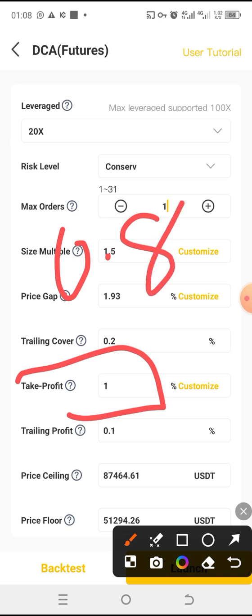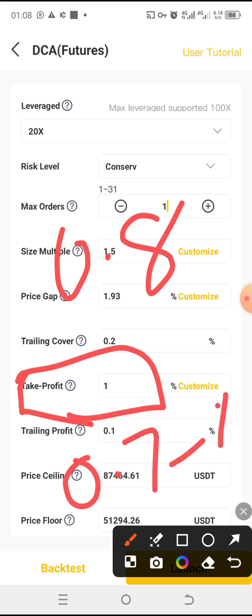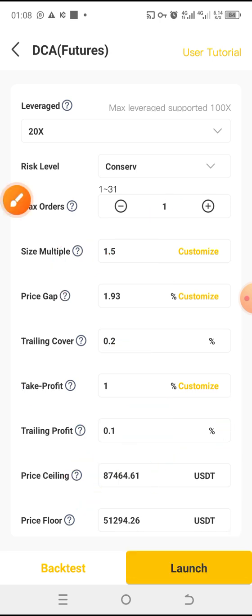Depending on you, if you think you want to just take your profit on time and get out of the system before it starts going down again, you might want to put it at 0.8, but it's good in between, probably 0.7 to 1. I leave it as 1 now, but I usually put it at 0.8.